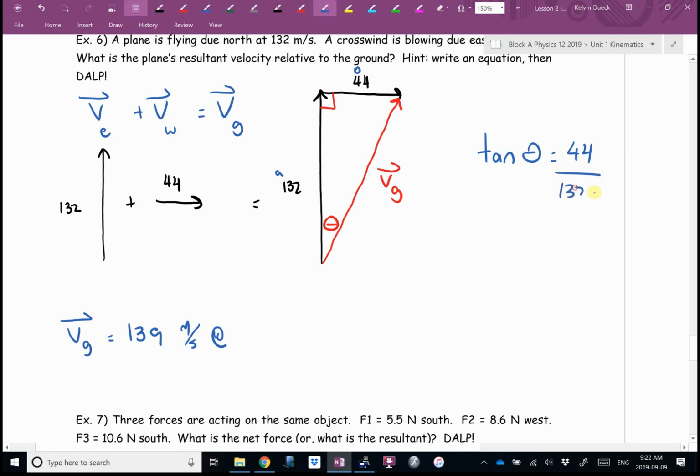Yeah, so Mason, don't try and memorize patterns that aren't there. Yeah, again, the small numbers on top. That's just because typically the wind is blowing less than the plane is traveling in real life.